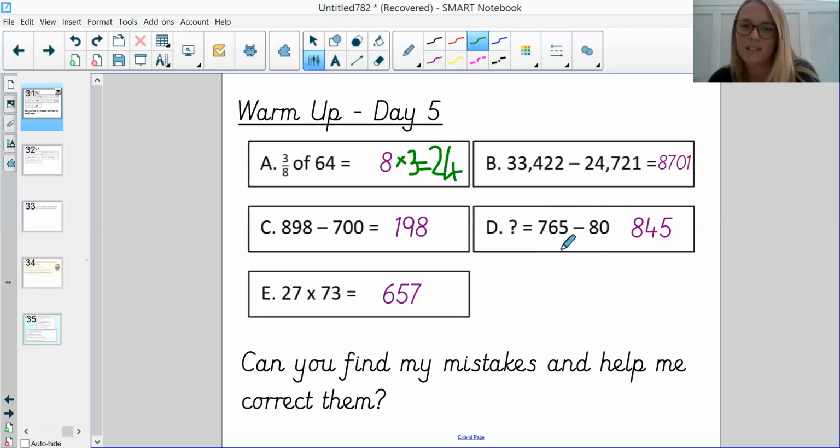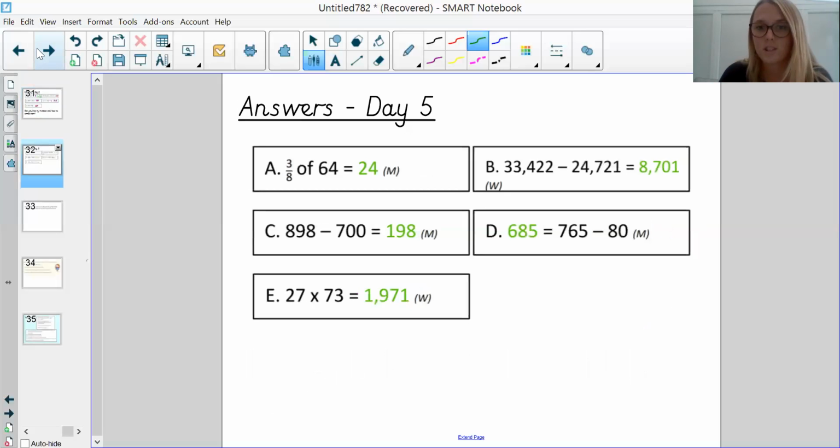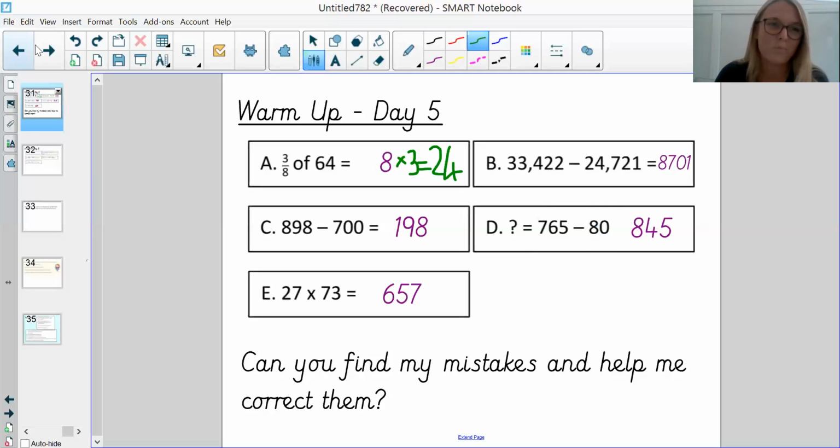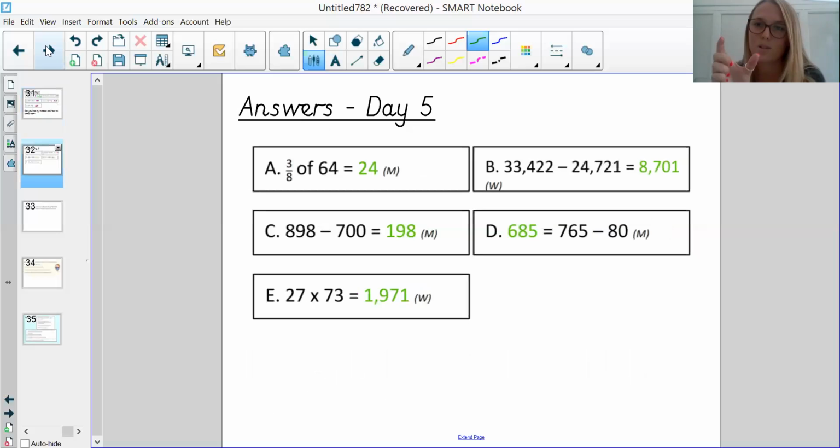Because I'm subtracting 80, I know 765 is going to decrease, get smaller. So 845 is wrong. I've added on 80 instead. So the answer would have been 685. Okay, and then 27 times 73. I made a mistake there too. I forgot my placeholder 0. So the actual answer would have been 1,971. Well done if you managed to spot my 3 mistakes that I made there today.